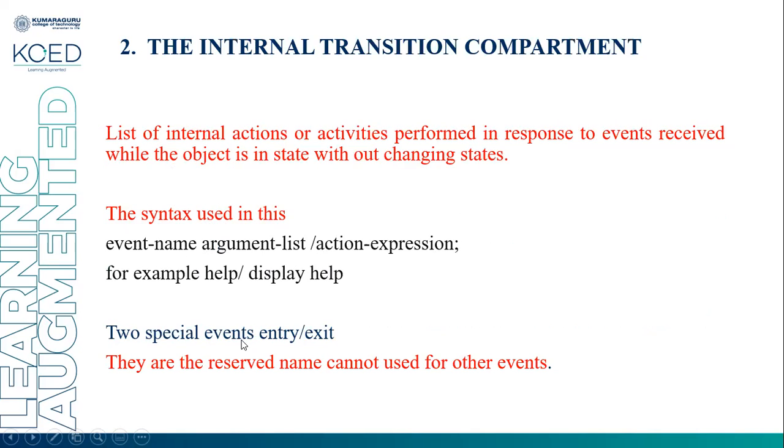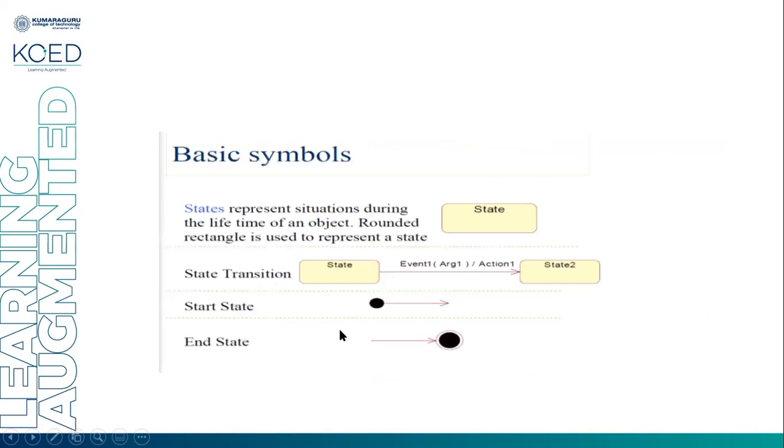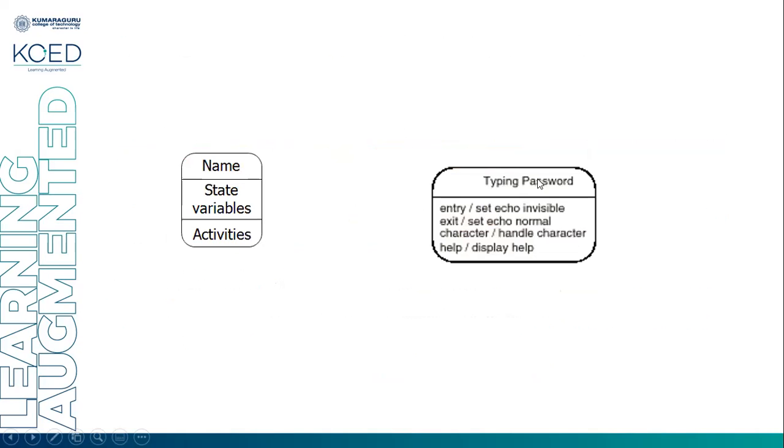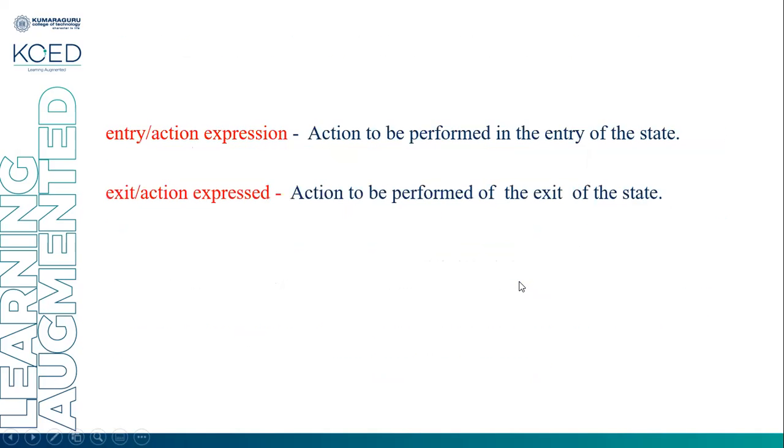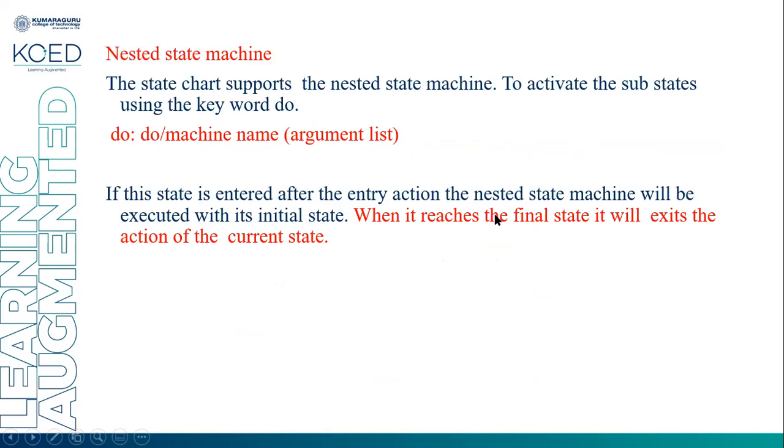Two special events are entry and exit. They are reserved names and cannot be used for other events. Entry means the activity that will happen during entry to the state, and exit means the activity that will happen while exiting from the state. In the password example, entry means set echo invisible, and exit means set echo normal. Entry action expression is the action to be performed on entry of the state. Exit action expression is the action to be performed on exit of the state.